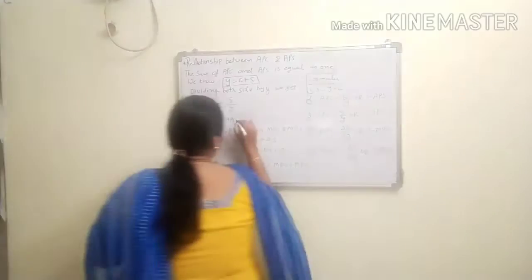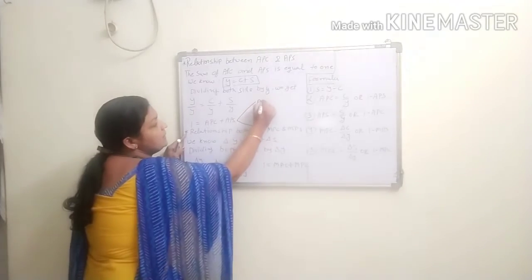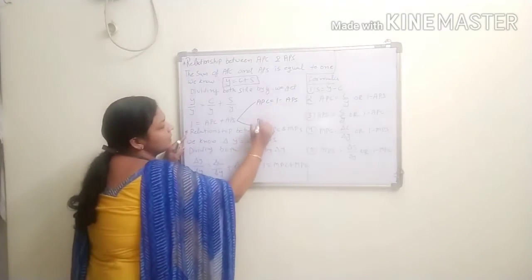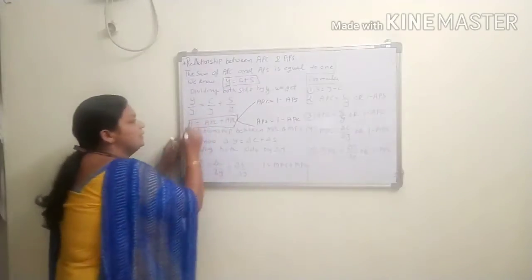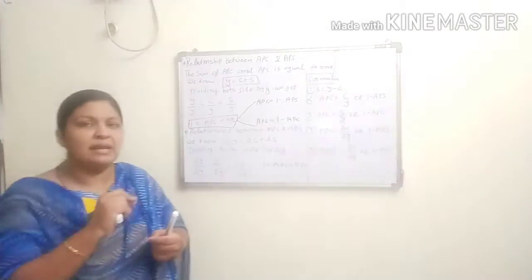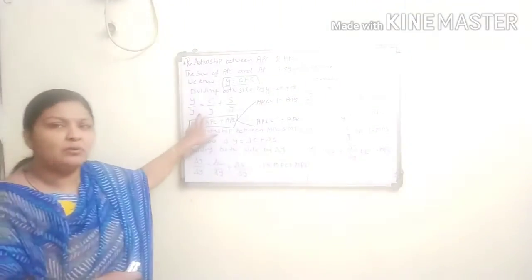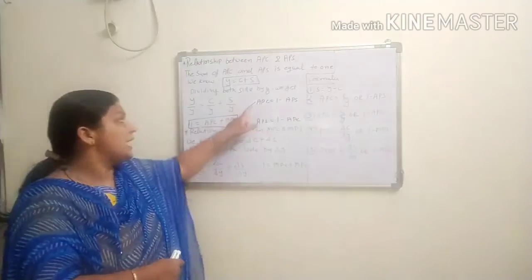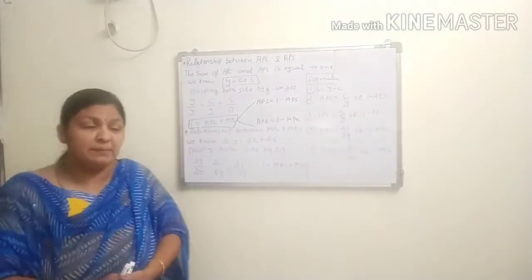Clear? Now two other formulas are derived from this formula. First, APC equals 1 minus APS, and another is APS equals 1 minus APC. Derived from this formula only. Clear? This is the single formula: APC plus APS always equals 1. We have derived it and seen how it is derived. From this formula we make two more formulas: APC equals 1 minus APS and APS equals 1 minus APC.